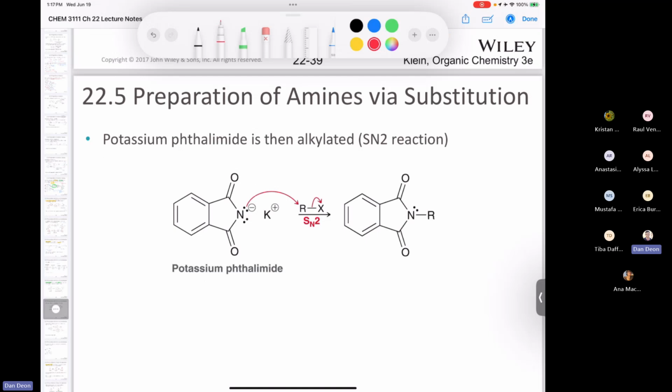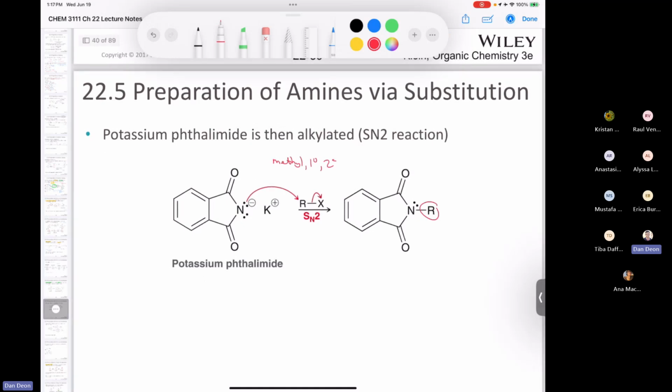So potassium phthalimide can then be alkylated. And again, we said we could do this with a methyl, a primary, or a secondary alkyl halide. And now all you've done is install the alkyl group onto the phthalimide molecule. If you're thinking, well, that doesn't look like I'm very close to a primary amine, good point. So here's what we do.